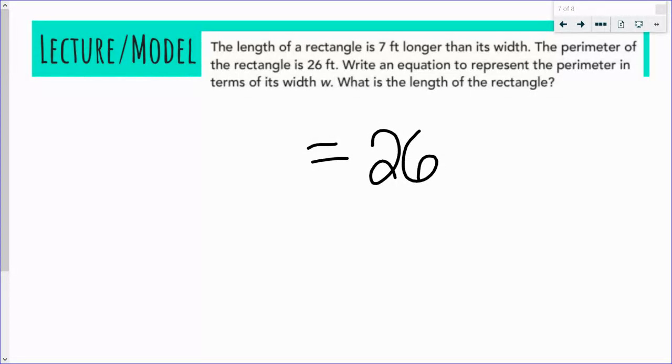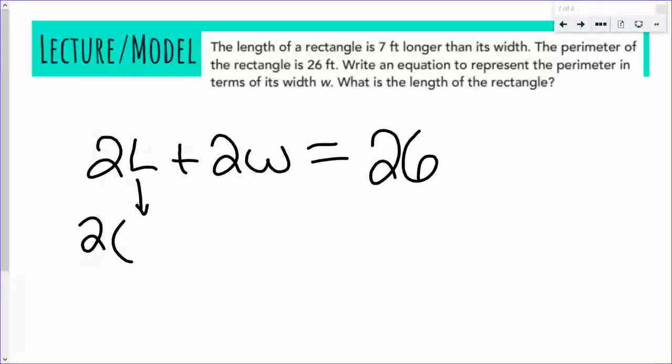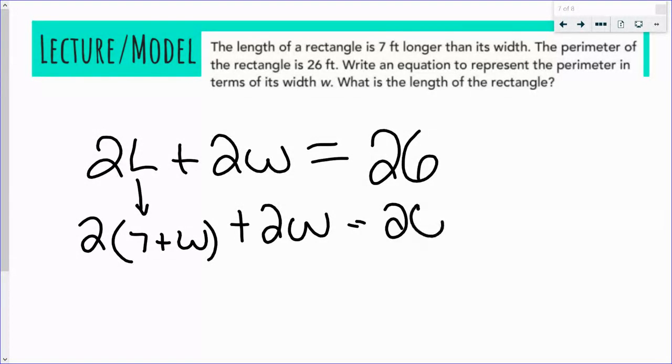And we know the formula for the perimeter is 2 times the length plus 2 times the width, because we add the 2 lengths together and then we add the 2 widths together, and that makes it so that you add up all of the sides. So the length of the rectangle is 7 feet longer than its width. So instead of putting an L for length, we're going to put 7 plus W, because we know that the length is 7 longer than the width, which would be 7 plus W. And now I have plus 2W equals 26.